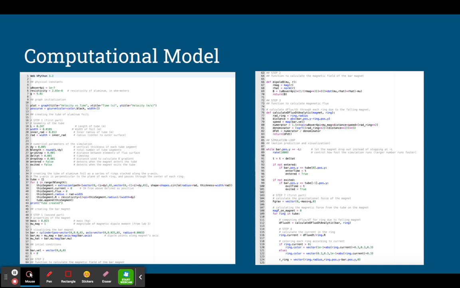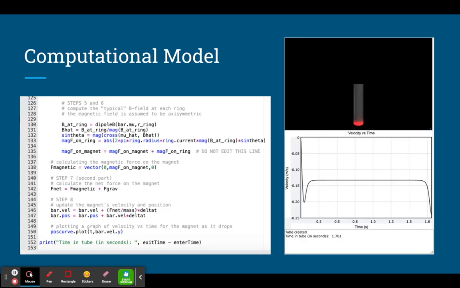And the function is then determined to calculate the magnetic field, followed by the magnetic flux. And then a simulation loop is created, followed by calculations for the gravitational and magnetic force of the magnet and from the tube on the magnet. And then after calculating the current in the ring, this is all visualized in the end, which we can see here. And through this computational model, the time was found to be 1.761 seconds.